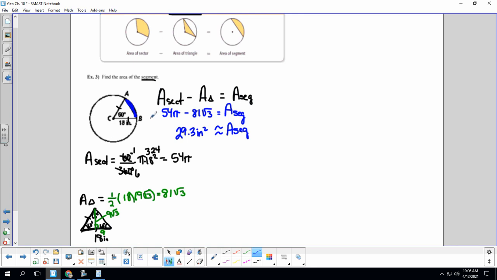So all that stuff we did with finding the area of triangles, we are going to use in this instance to find the area of the segment. So don't forget 10.6. It was a real thing. It happened.